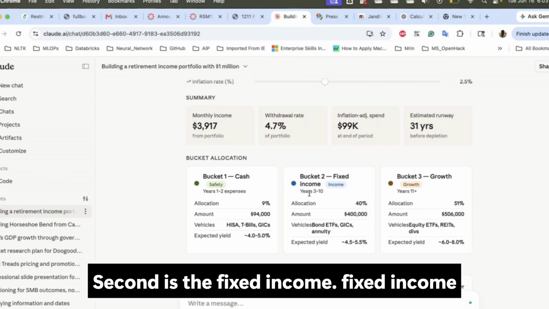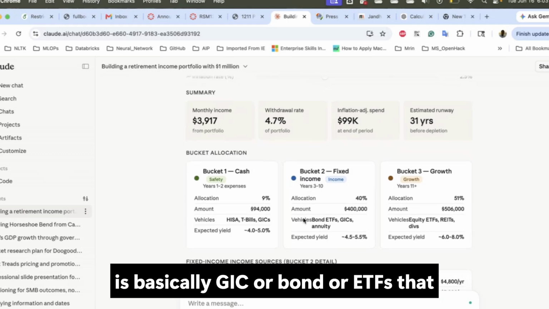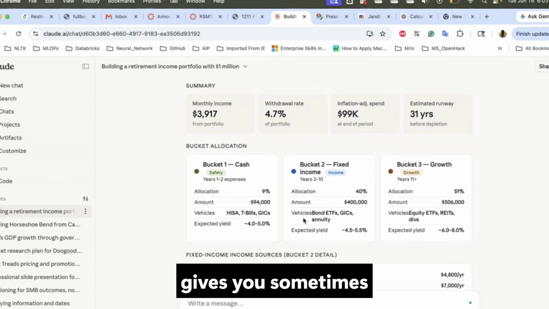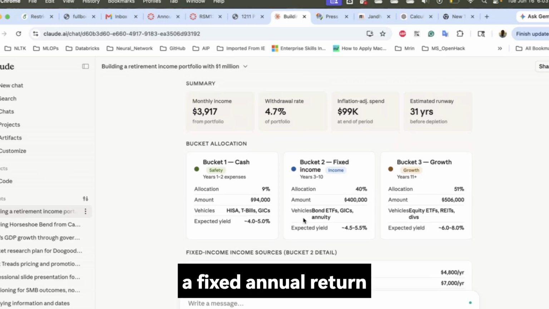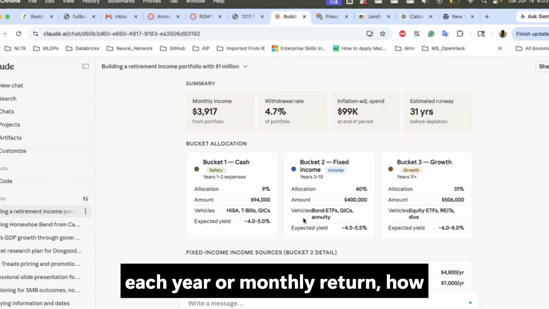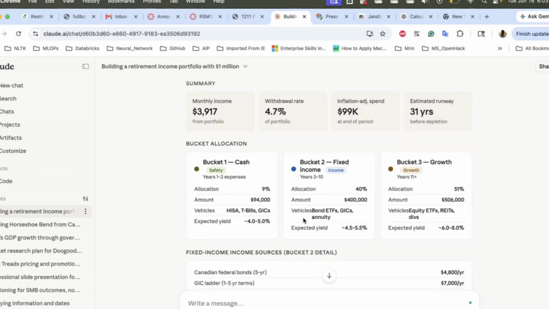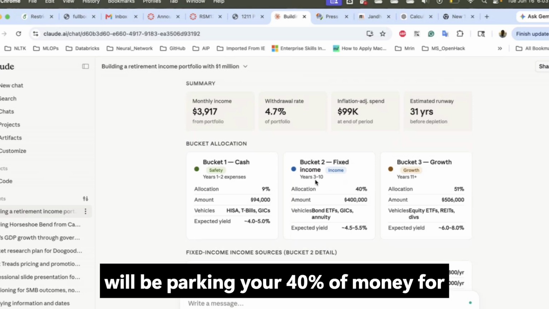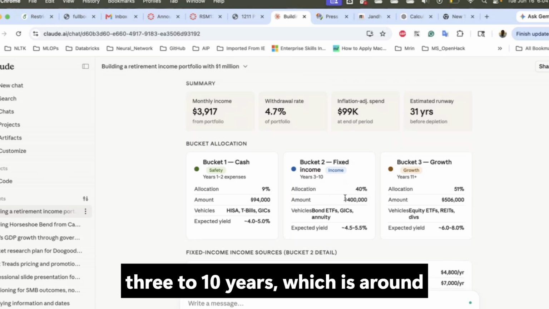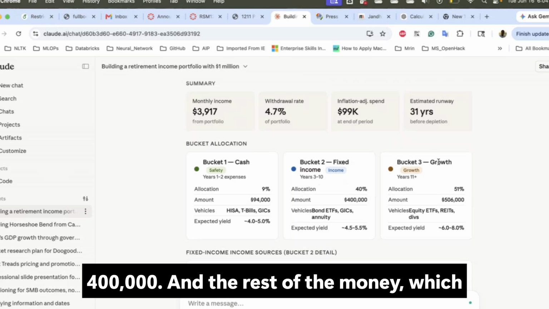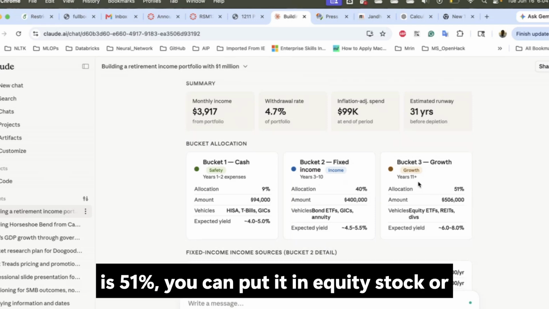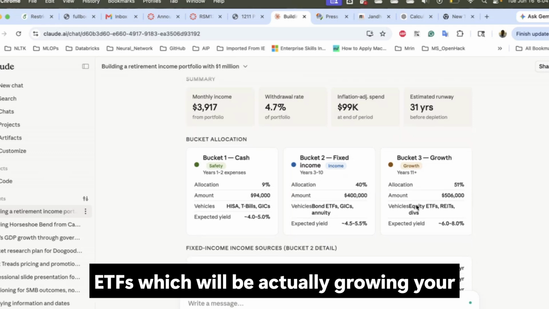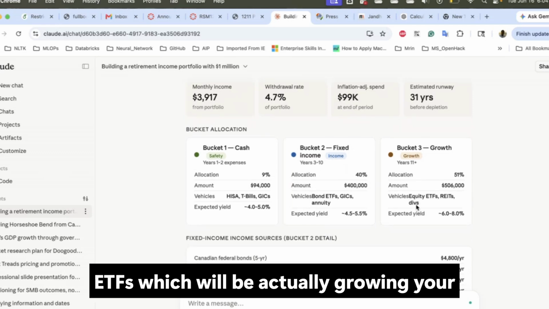Second is fixed income. Fixed income is basically GICs, bonds, or ETFs that give you a fixed annual or monthly return, depending on how that particular bond or ETF works. It's a fixed income bucket, so it parks 40% of your money for 3 to 10 years, which is around $400,000. And the rest of the money, which is 51%, you can put in equity stocks or ETFs, which will grow your portfolio.